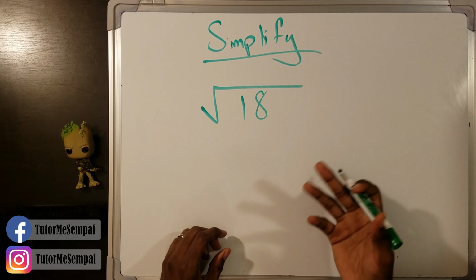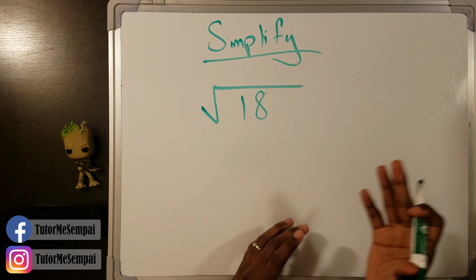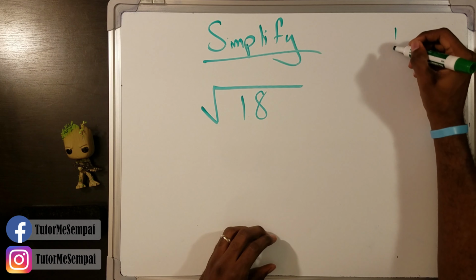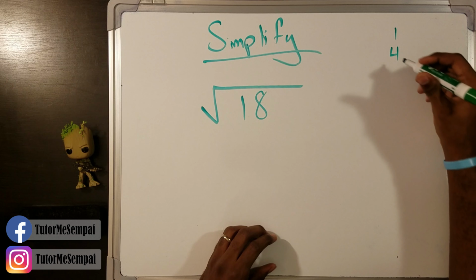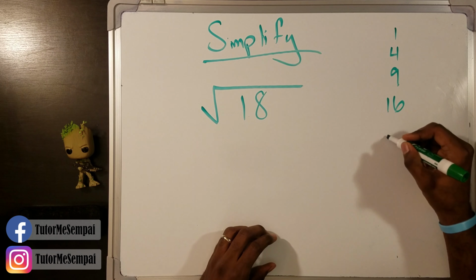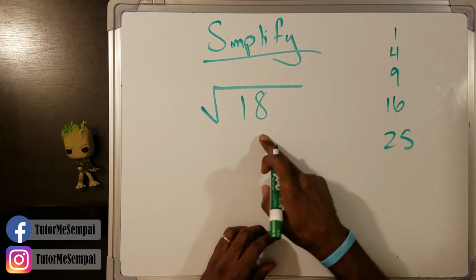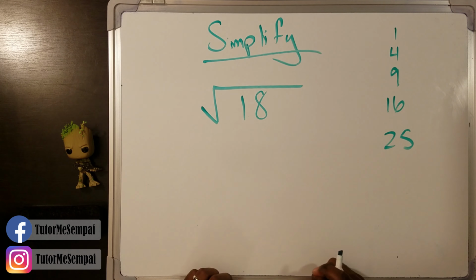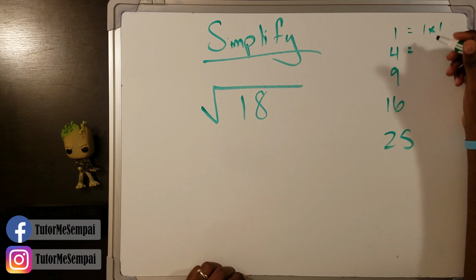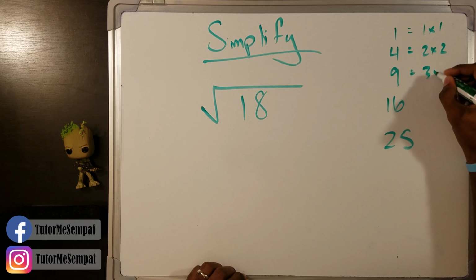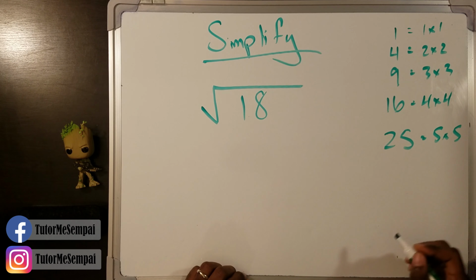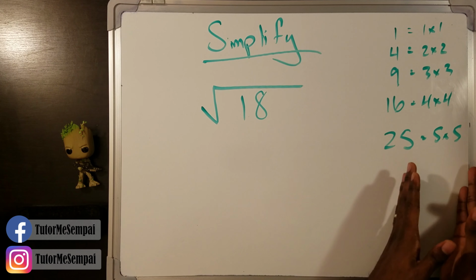Well, this is where knowing your perfect squares is going to be very helpful. Let's list our first couple perfect squares and see if this fits in that category. So we have 1, 4, 9, 16, 25. It seems like we passed 18, so we can stop there. These are going to be our first 5 perfect squares, and 1 is 1 times 1, 4 is 2 times 2, 3 times 3, 4 times 4, 5 times 5. So 18 is not what we consider a perfect square.